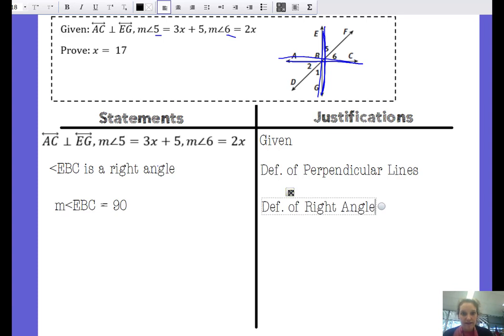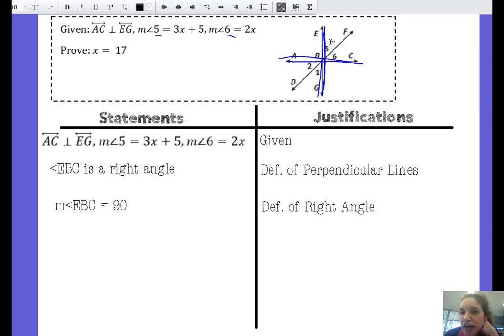Okay, so now I'm kind of stuck. Now I'm thinking, okay, I need to get my x's into my proof somehow, because my end goal is I'm trying to solve for x. And I am given information about angle 5 and angle 6. So I know some stuff about angle EBC, and I know stuff about angle 5 and angle 6. How can I connect angle 5, angle 6, and angle EBC?